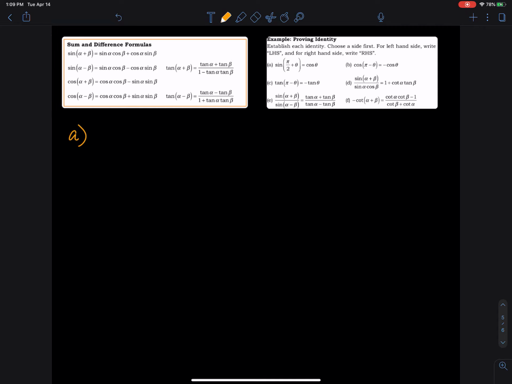Still remember? So we have sine of pi over 2 plus theta equals cosine theta. We have the left hand side equal to the right hand side. To prove, we pick one of the sides, usually the one that is more complicated. So the left hand side, that is sine of pi over 2 plus theta. And then the next step is you have to do everything you can.